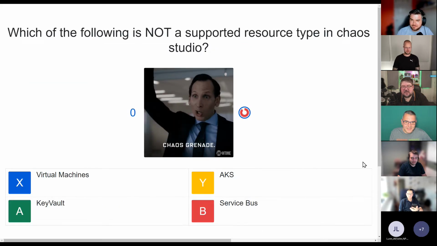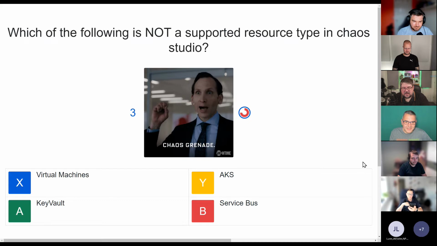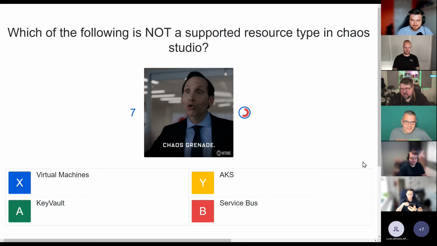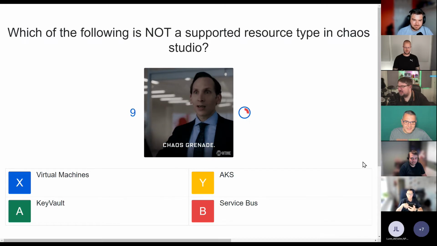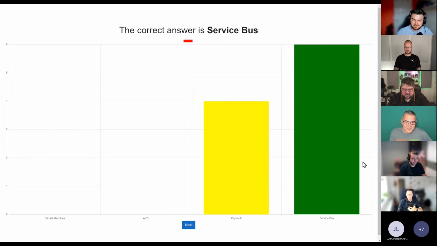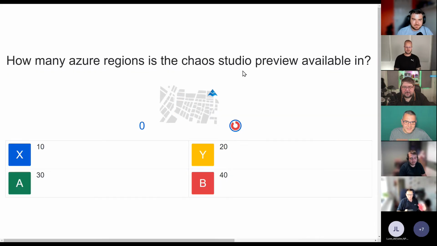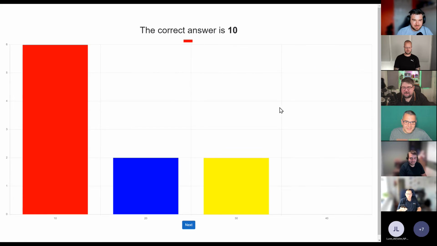Which of the following is not a supported resource type in Chaos Studio? Virtual machines, AKS, Key Vault, or Service Bus? And I will caveat that by saying "yet", because I know that there is a plan to add lots more resource types in. How many Azure regions is the Chaos Studio preview available in? I don't think this was covered, so this is going to be random guessing. Correct answer is 10.